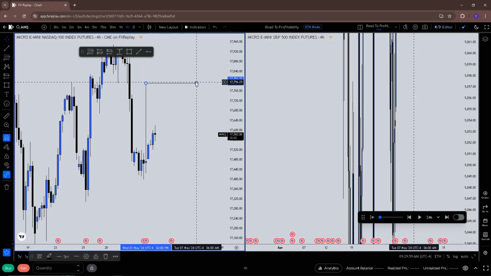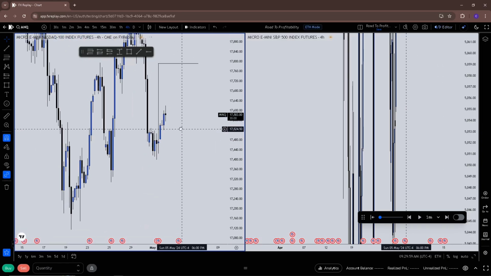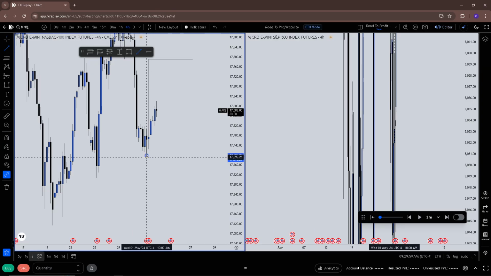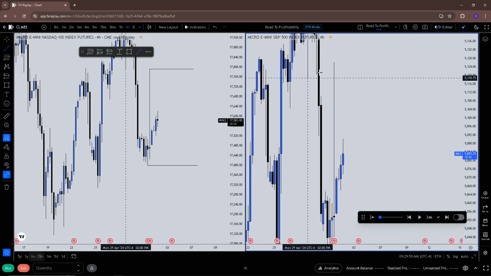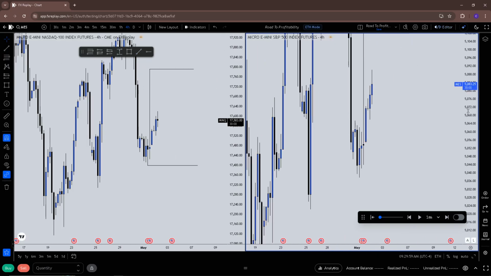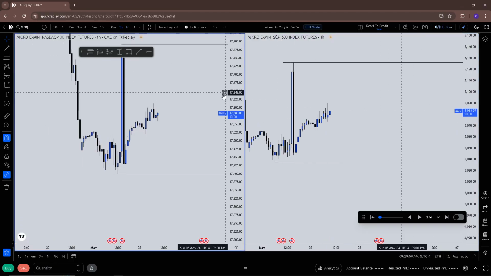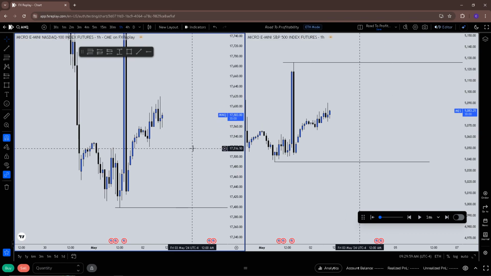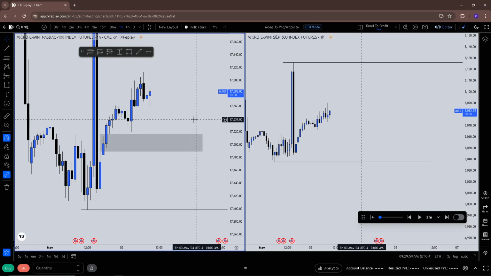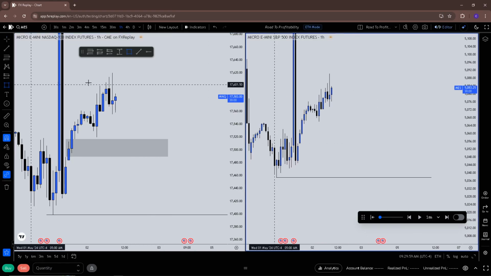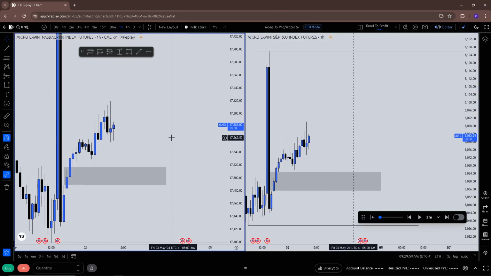Data highs. Reacting inside of a 4 hour still. Resweep of this low would be nice. Data lows look very appealing. I mean data highs, sorry. Hourly fair value gap. Maybe we get our tap back in over here into those.